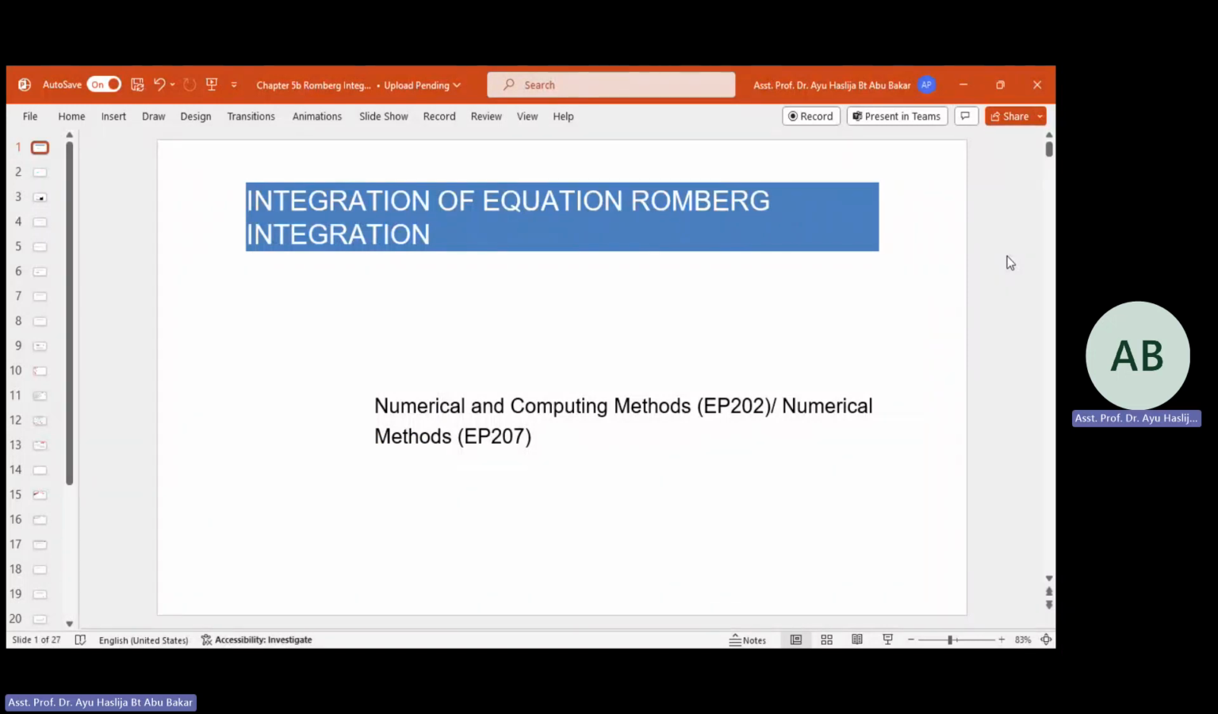Previous week we had done with the integration, trapezoidal and Simpson's, and unequal segment, right? Okay, so today I will proceed with Romberg integration, where Romberg is the advance of the previous topic.